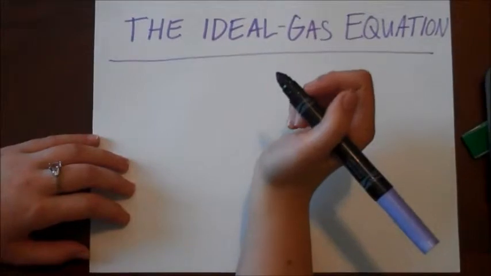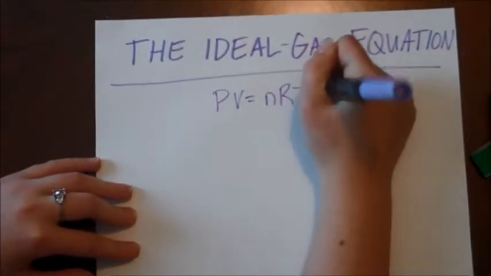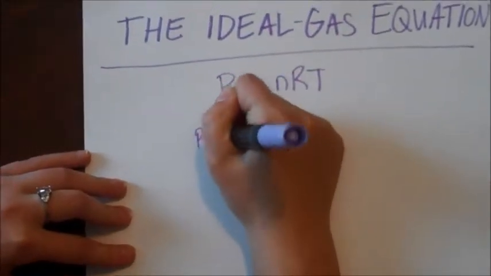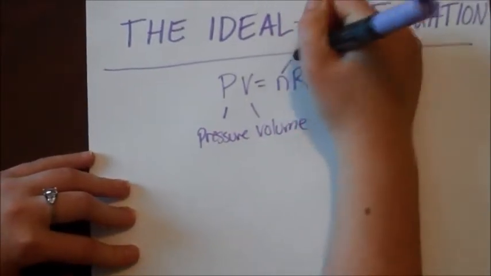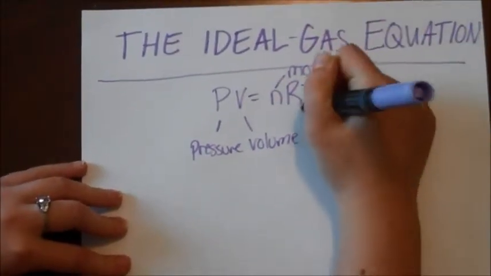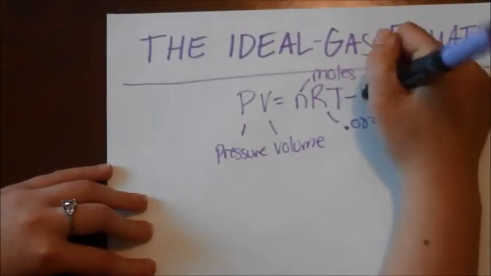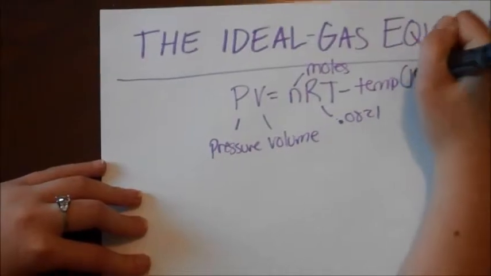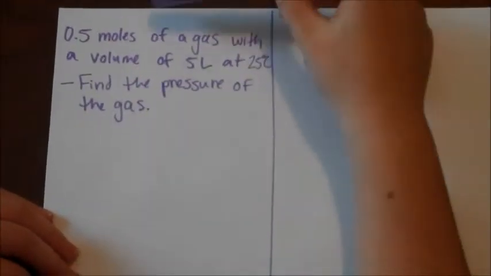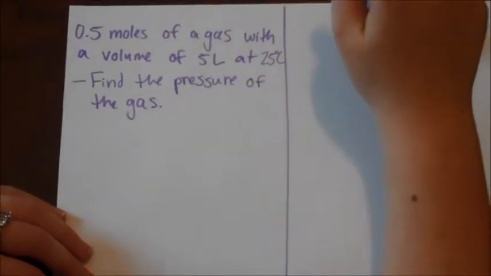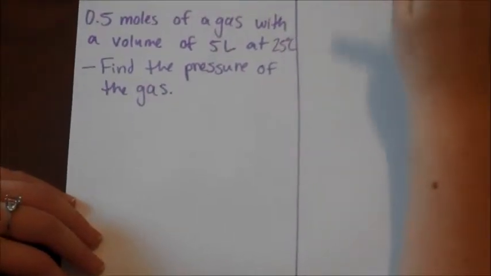The ideal gas equation is PV equals nRT. P equals pressure, V equals volume, n equals moles, R equals 0.0821, and T equals temperature in Kelvin. If you want to apply this equation, you can have 0.5 moles of a gas in a volume of 5 liters at 25 degrees Celsius, and then find the pressure of the gas.